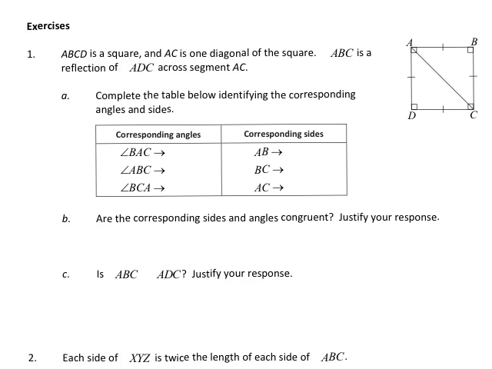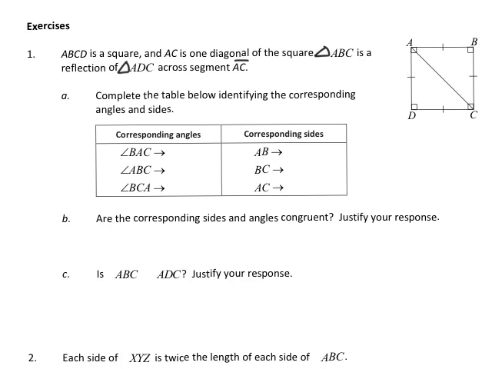So let's look at the square next. ABCD is a square, and AC is one diagonal on the square. We're going to say triangle ABC is a reflection of triangle ADC across segment AC. So that's how we create a square. I basically take triangle ABC and reflect it across the diagonal to obtain ADC.